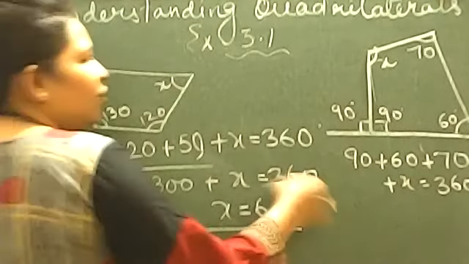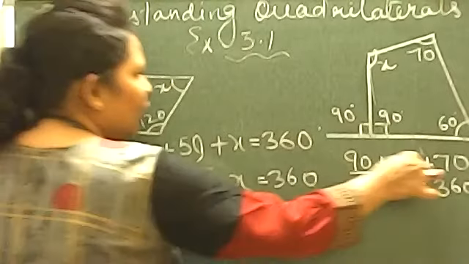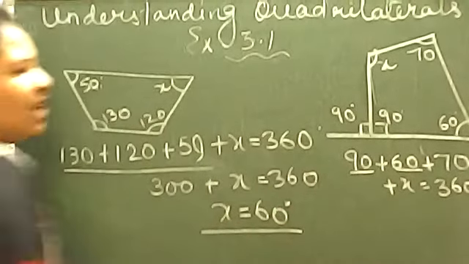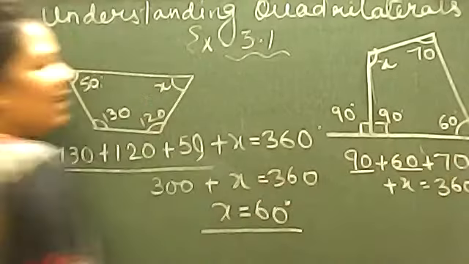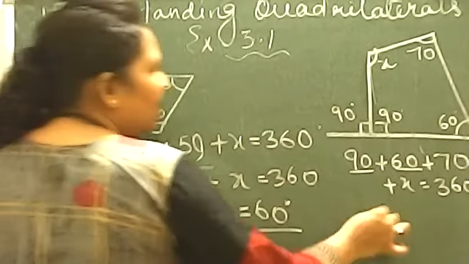Now what you need to do is simply add all those. 90 and 60 together make 150, and 150 and 70 together make 220.